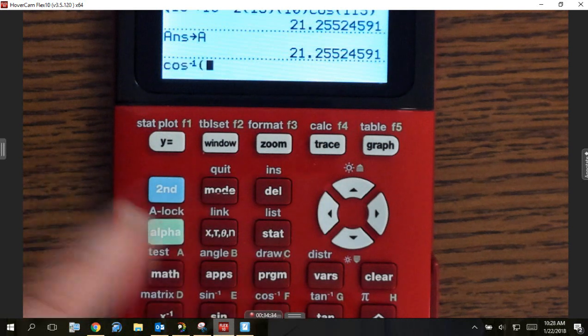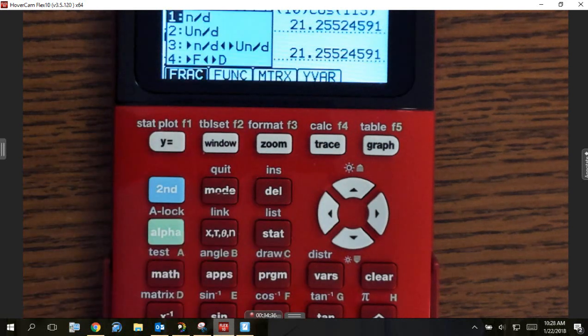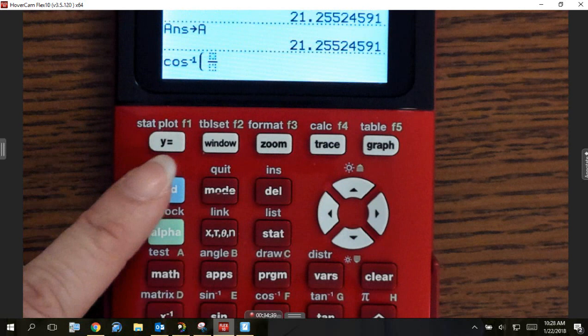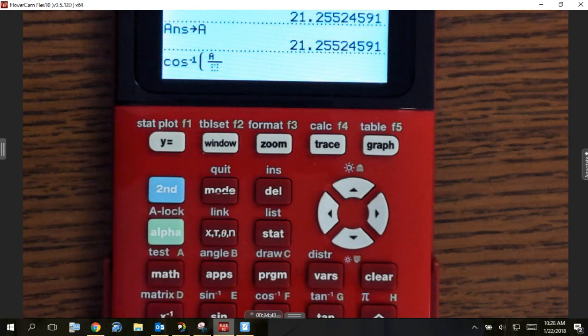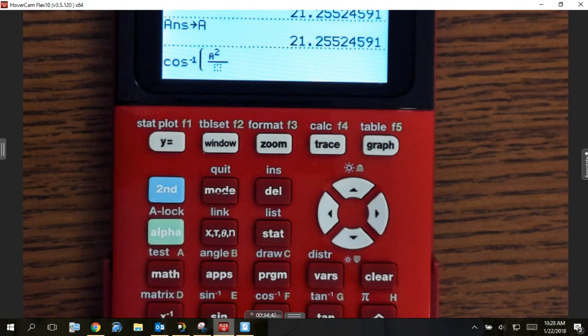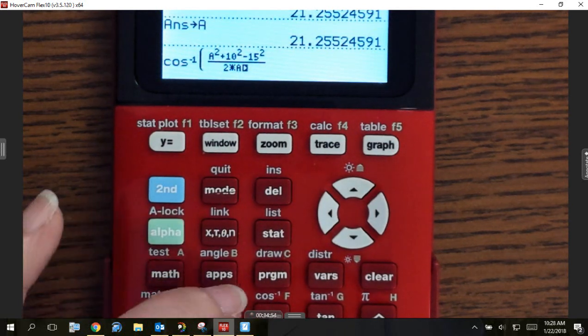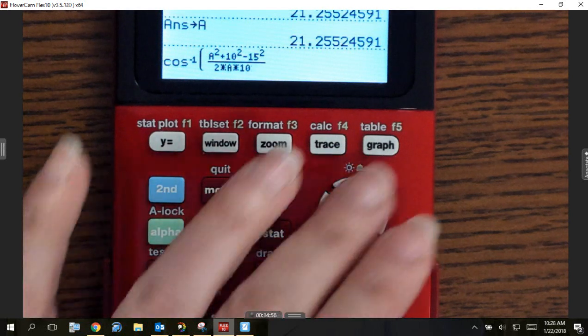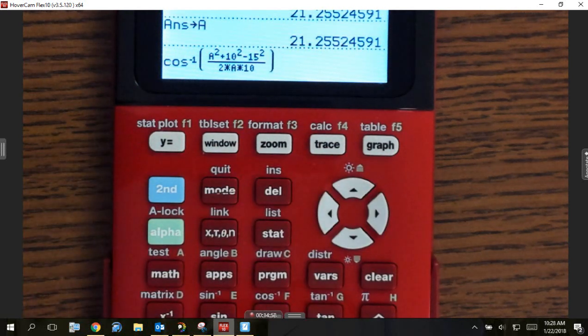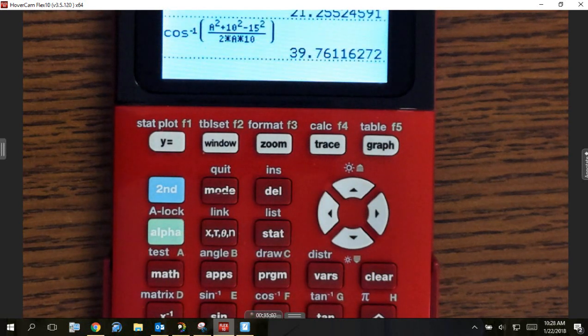So I'm doing cosine inverse, and I'm doing A squared plus 10 squared minus 15 squared over 2 times A times 10. Is that right? That's everything, right? Okay, 7.761.